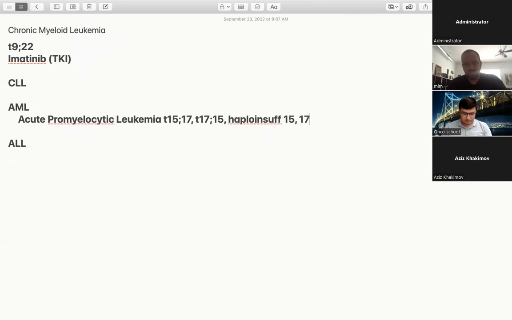You need the 15;17, you need the 17;15, and you need to knock out both 15 and 17. So there is no normal copy of PML or RARA. So it's a much more genetically complicated disease with APL, which is why there's no cute little tyrosine kinase inhibitors or anything else that can knock it out, as opposed to CML, where you just have a single abnormality causing all of the damage and all of the problem. It lends itself very much to being able to be studied and treated relatively easily.